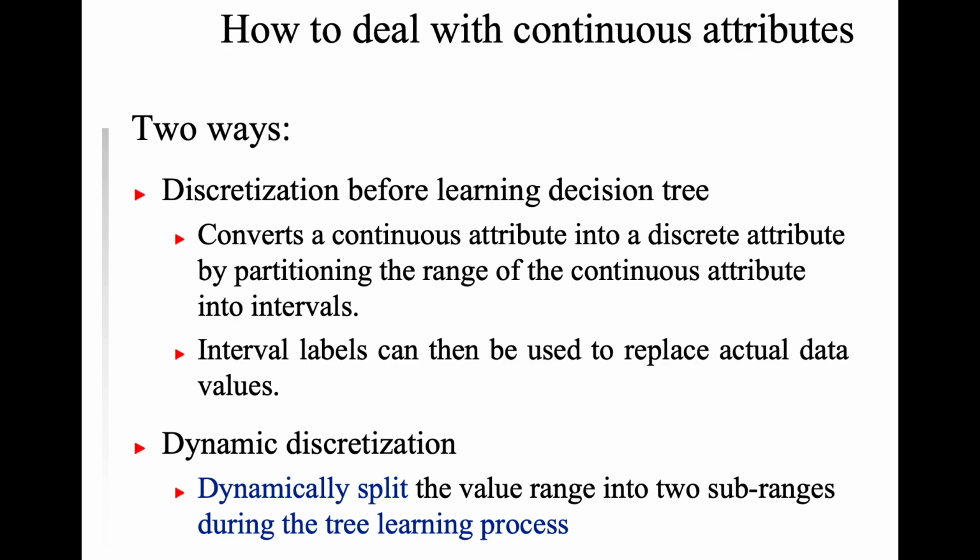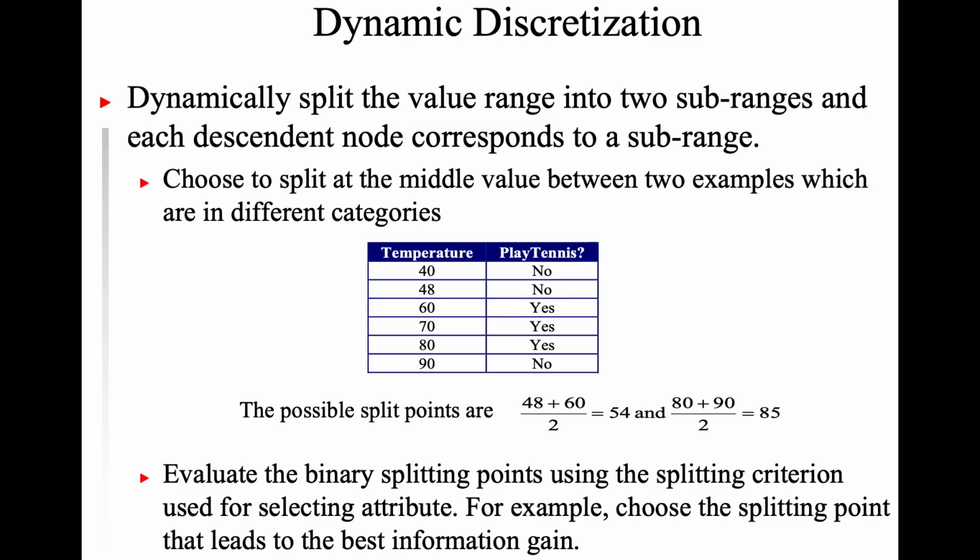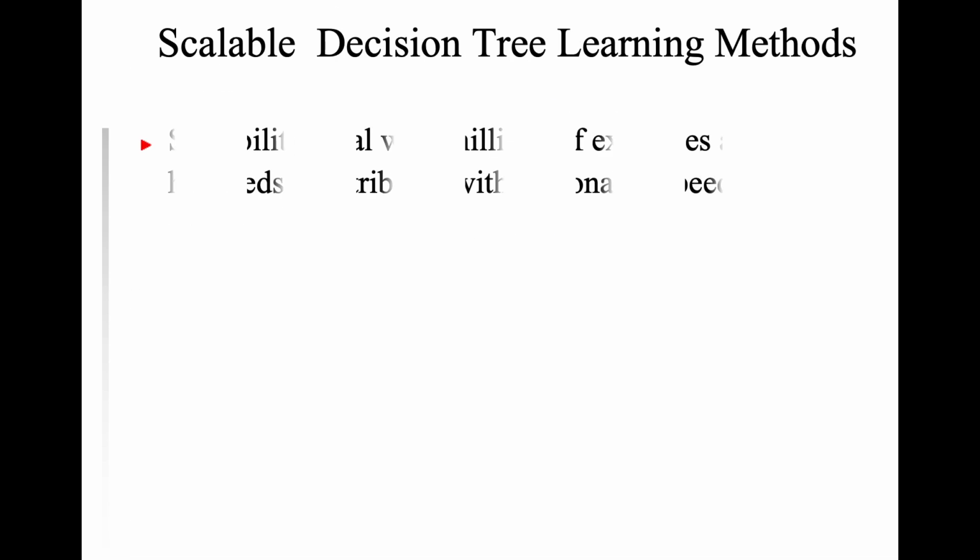And another way is dynamic discretization, in which we dynamically split the value ranges into two sub-ranges during the tree learning process. And I'm going to explain the dynamic discretization next week.